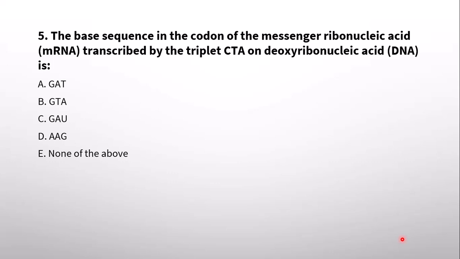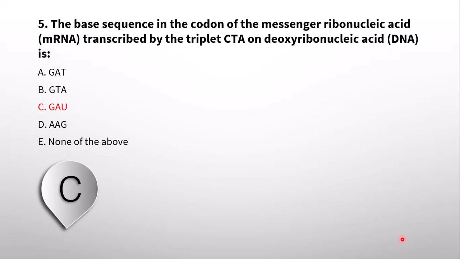Number 5. The base sequence in the codon of the messenger ribonucleic acid transcribed by the triplet CTA on DNA is GAU. Remember, we go with our complementary base pairing. C binds with G, T with A, and A with U. On DNA, A binds with T, but on RNA, T is replaced by uracil. So since we're talking about mRNA, messenger RNA, we go with GAU.